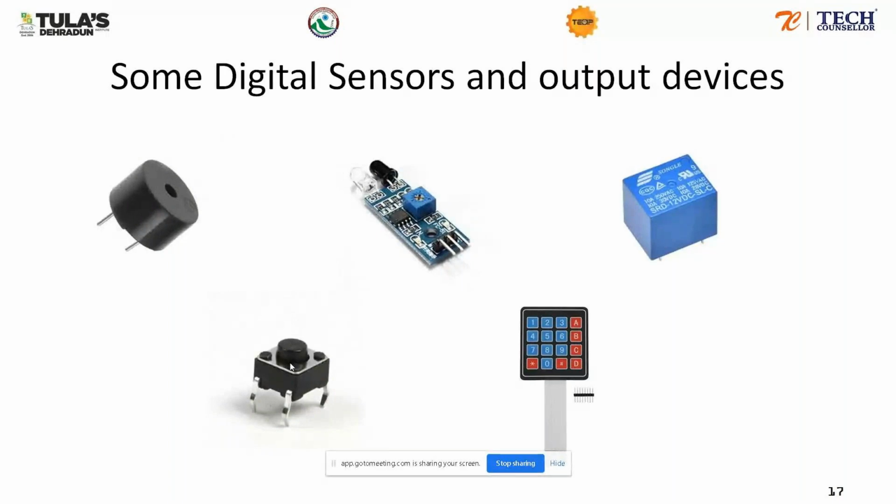Another variation of the same switch is this keypad over here, which has got so many buttons, 4 by 4, 16 buttons on it. So all of these are digital. Although we don't need 16 wires, we use another protocol to interface this. It is known as DTMF, dual tone multi-frequency, but then again it's another topic. So these are some digital sensors and output devices.